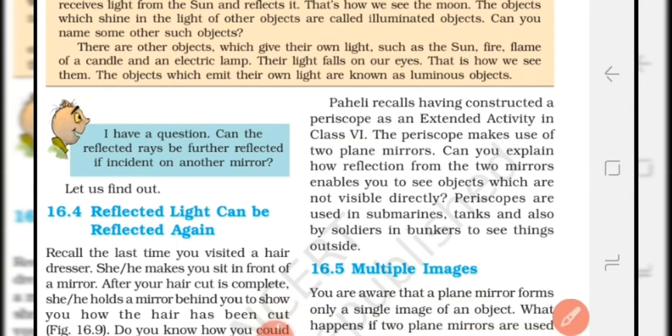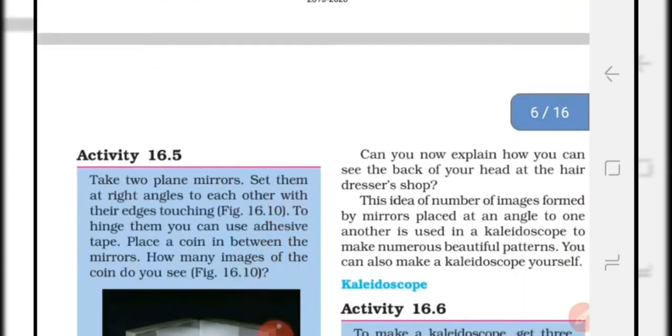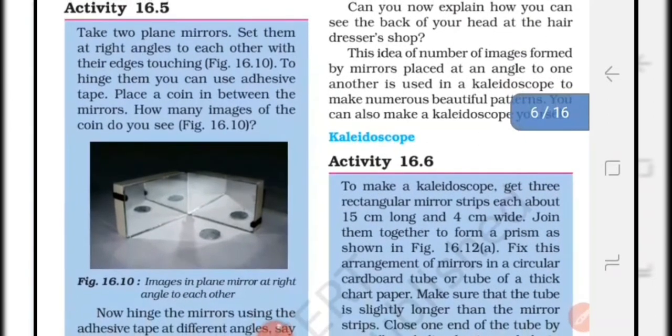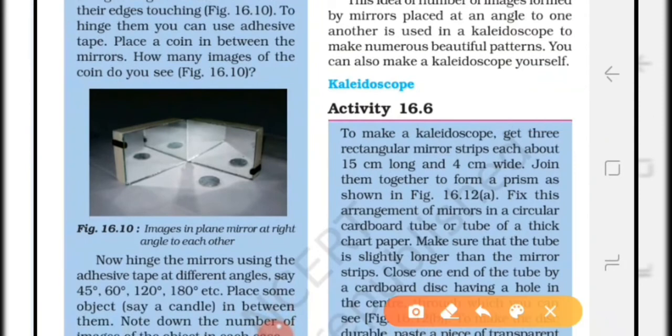Now let us move to the next topic, multiple images. We know that a plane mirror forms a single image of an object. But what happens if two plane mirrors are used in combination? Let us see in activity 16.5. Students, in activity 16.5, we observe that when two plane mirrors are kept at right angles to each other, the number of images will be 3.